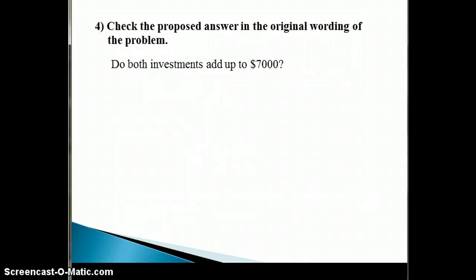Now let's check our answer in the original wording of the problem. Do both investments add up to $7,000? Well, x plus y is equal to 2,000 plus 5,000, which indeed adds up to $7,000, so this is true.